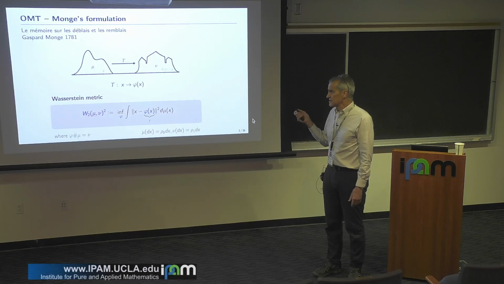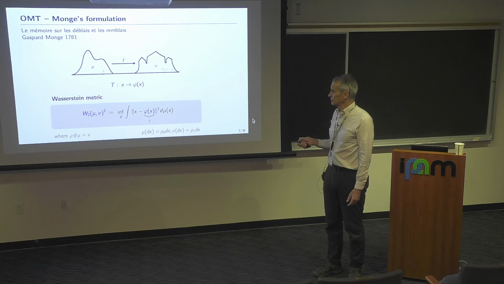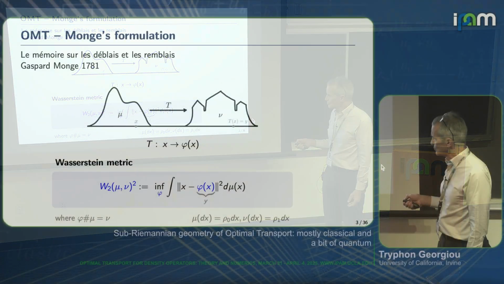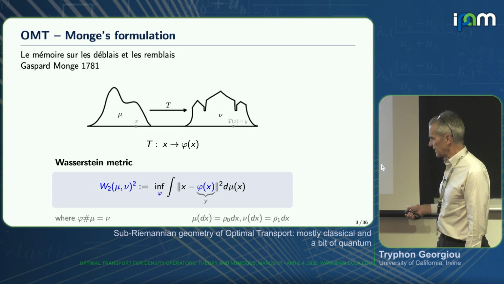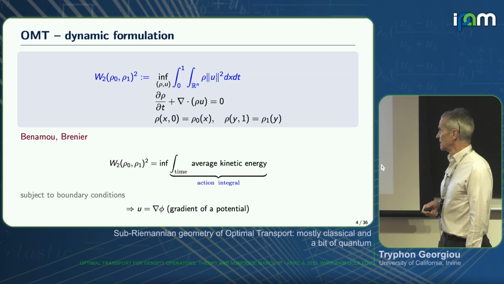So a few slides about the classical, and then I'll come back to the motivation. I'll go very quickly. Optimal transport maps X to some phi, minimizing a certain cost. Throughout, we are concerned about the quadratic cost, and you need to match the masses.